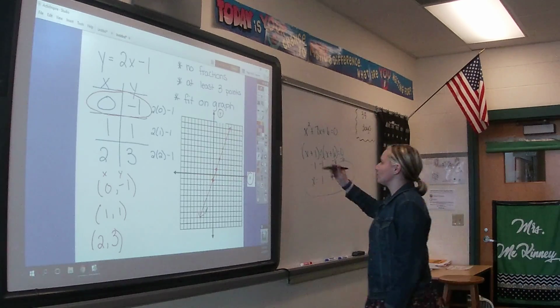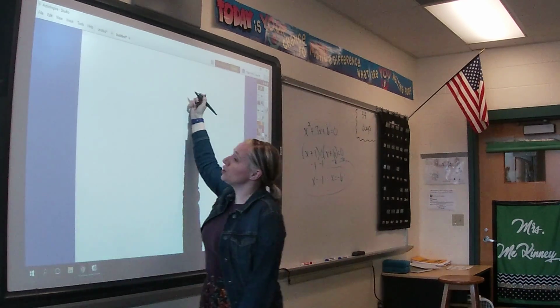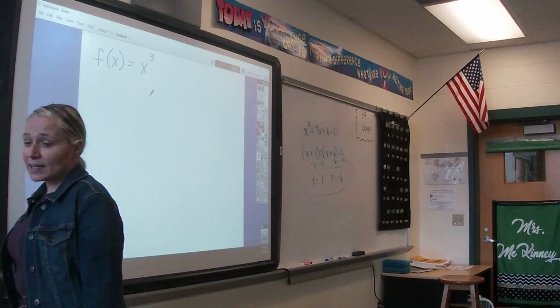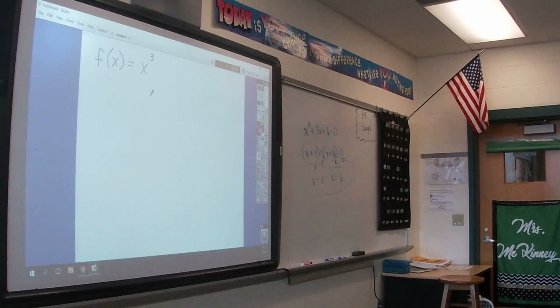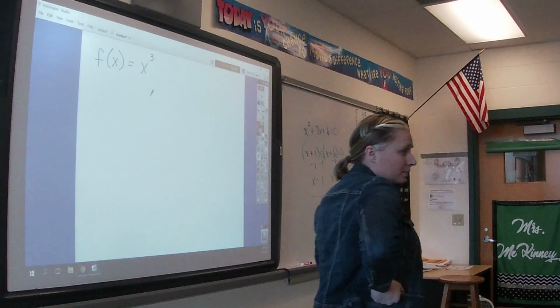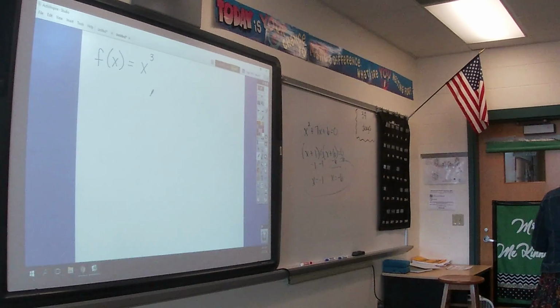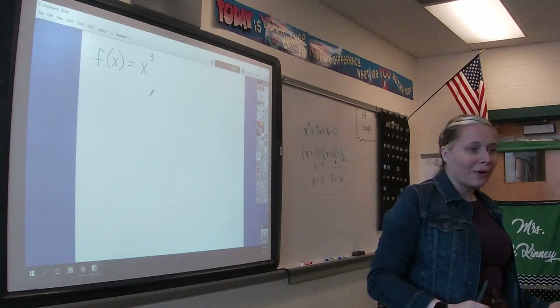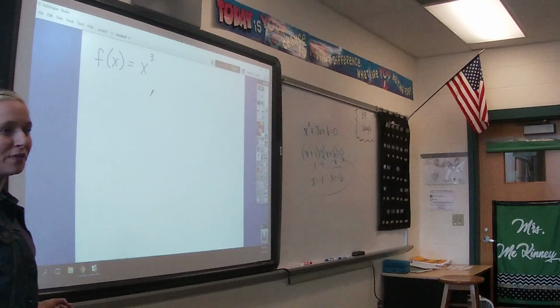For example, let's say we want to graph f of x equals x to the third power. My students will often say to me, Mrs. McKinney, we haven't done anything with exponents. Yeah, you're right, we haven't. We haven't done anything with what this graph looks like. Yeah, you're right, we haven't. But you absolutely can graph this. Okay, it doesn't require that you know anything. It requires that you make a table and you pick some good input and output values.